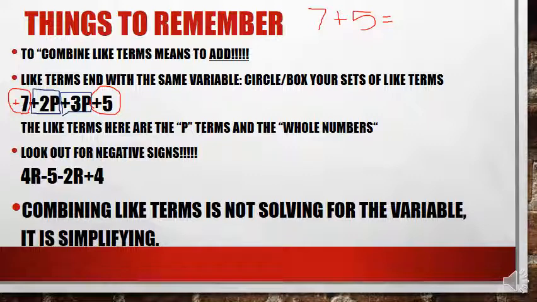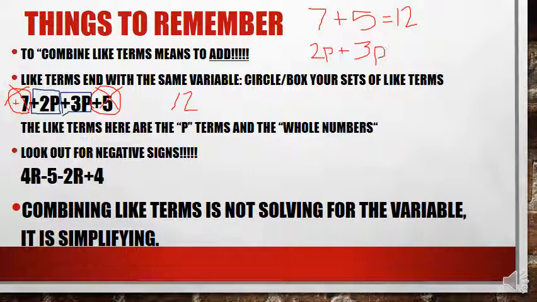So 7 plus 5 is going to give me 12. I combined those, or in other words, I added them. So now they are no longer a 7 or a 5. They were combined to become a 12. So I'm going to go ahead and write 12. And now I'm going to work on the positive 2p, and then that's a positive 3p.